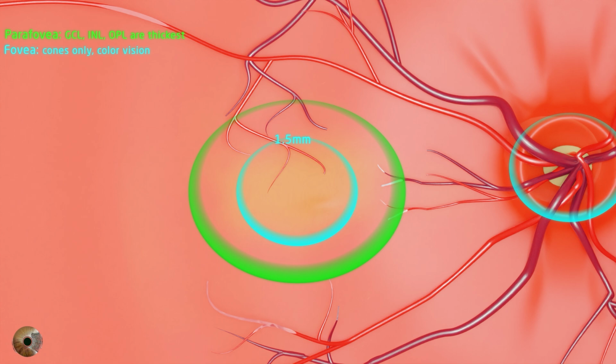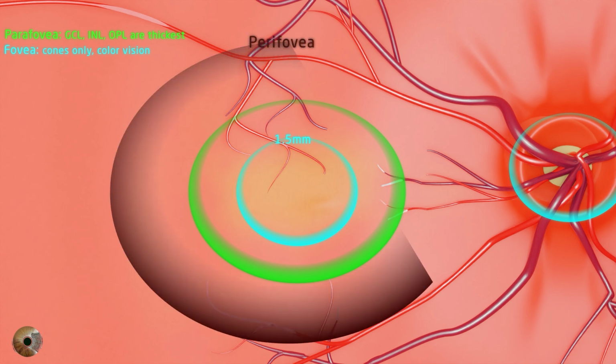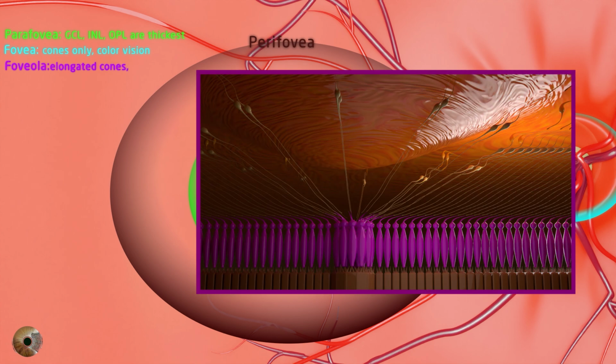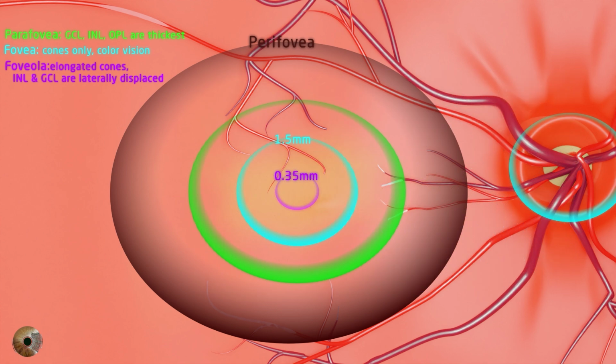Surrounding the parafovea is the perifovea, whose margin corresponds to the macula margins. The center 0.35 mm of the fovea is the foveola, which has concentrated, elongated, and densely packed cones. The inner nuclear layer and the ganglion cell layer above the cones in the foveola are laterally displaced. The center 200 micrometers of the foveola is the umbo, which is a small depression representing the fixation light reflex.